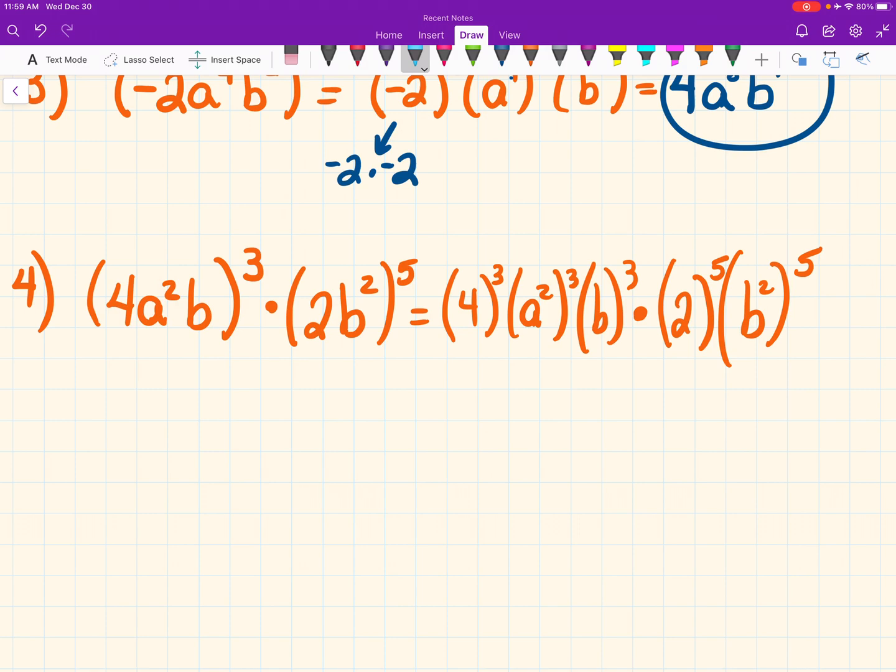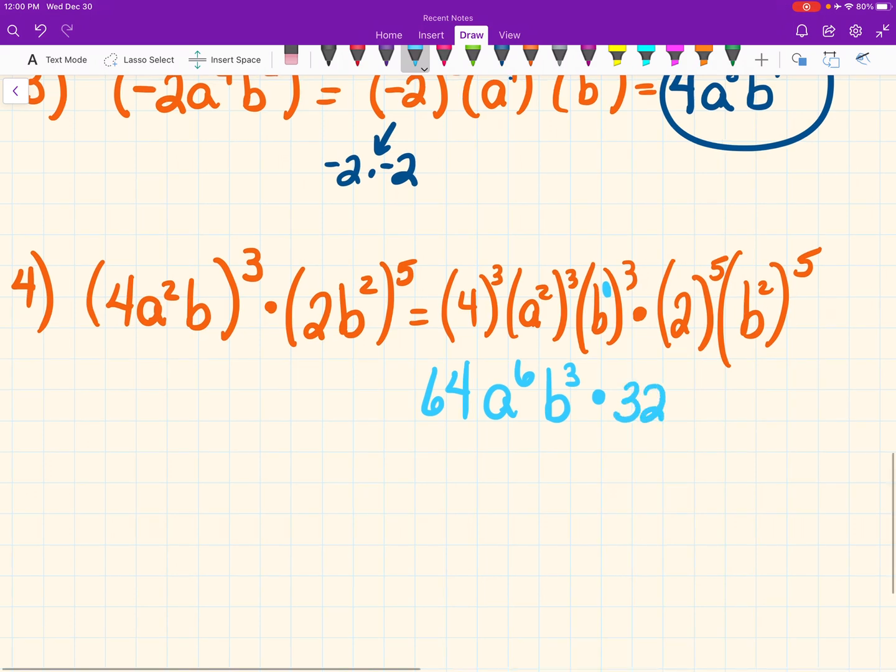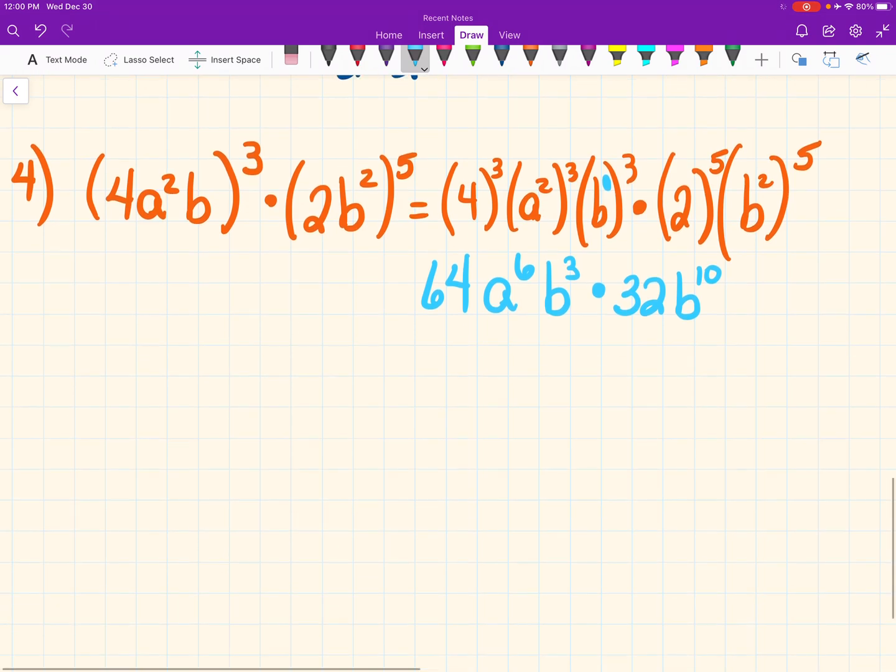Okay, 4 to the third is 64, because I did this ahead of time. A squared raised to the third, power to a power, multiply. B to the first to the third is 1 times 3, so that's b to the third. 2 to the fifth is 2 times 2 times 2 times 2 times 2, which is 32. And then we have b squared to the fifth, again, power to a power. Now this is where you have to realize, now we're going to go back to lesson 1. Now we have like bases. So I'm going to regroup 64 times 32.